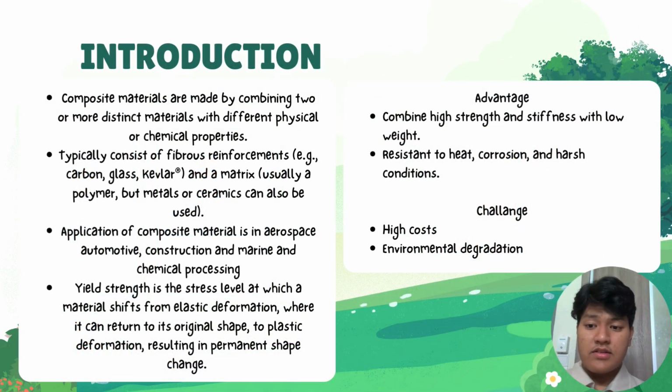For the introduction, composite materials are made by combining two or more materials with different physical or chemical properties. Typically, it consists of fibrous reinforcement and a matrix.